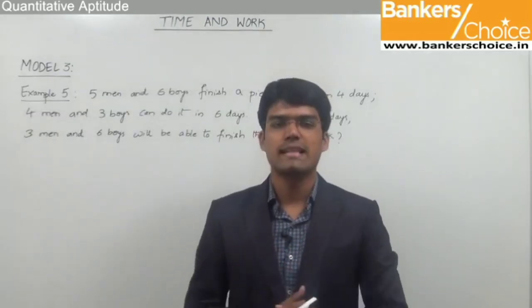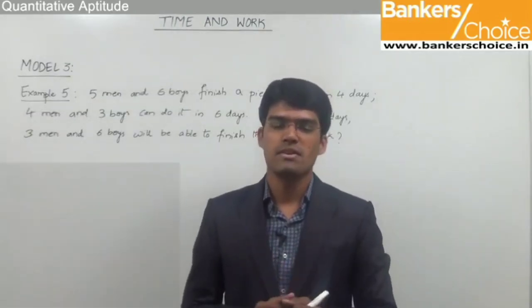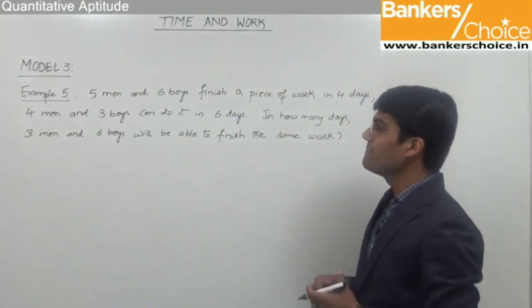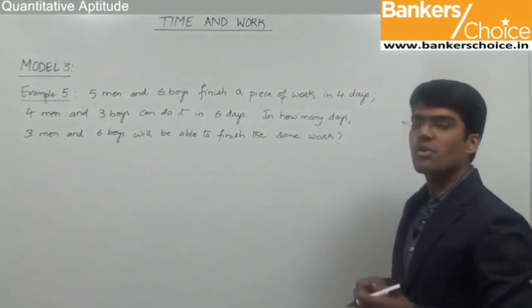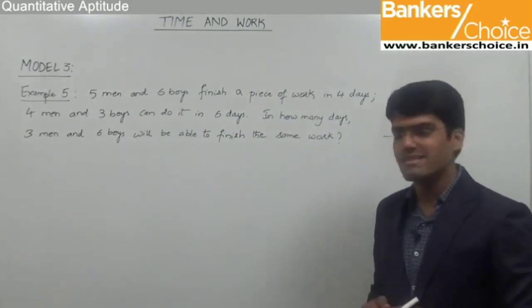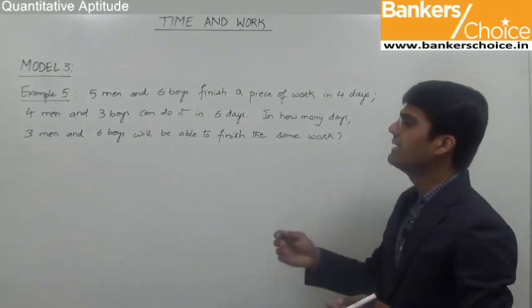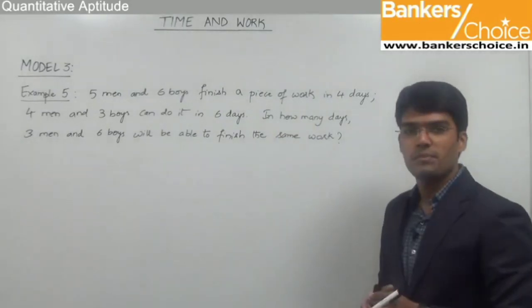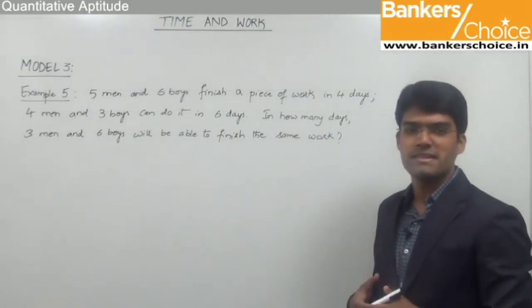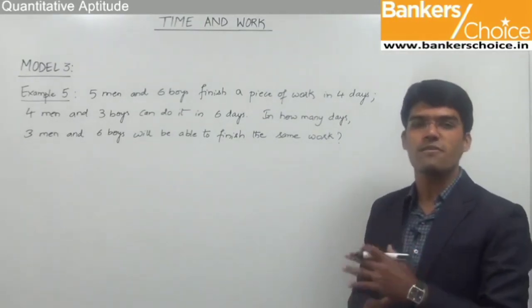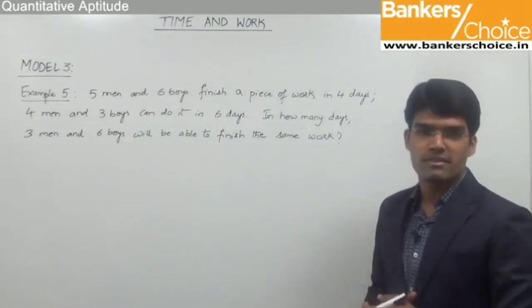Let us now look at another example from time and work based on the concept of men into days. The question is, 5 men and 6 boys finished a piece of work in 4 days. 4 men and 3 boys can do it in 6 days, in how many days 3 men and 6 boys will be able to finish the same work? So as discussed in the previous examples, again we simply need to balance the work in terms of men into days or persons into days.